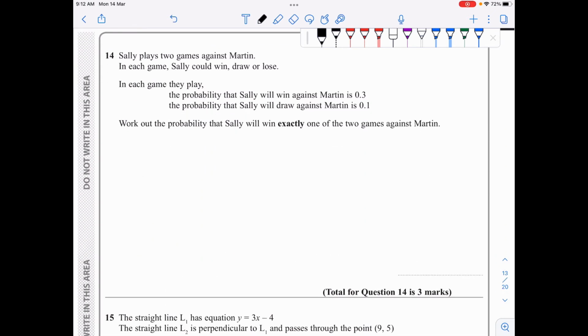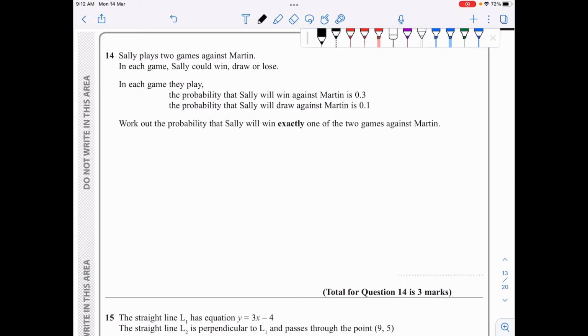Sally plays 2 games against Martin. In each game, Sally could win, draw, or lose. In each game they play, the probability that Sally will win against Martin is 0.3, and the probability she will draw is 0.1. What is the probability that Sally will win exactly one of the 2 games against Martin?